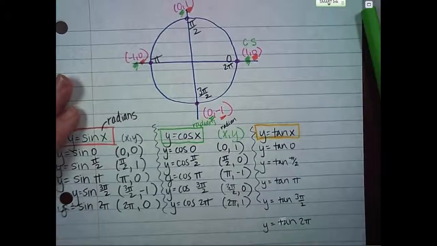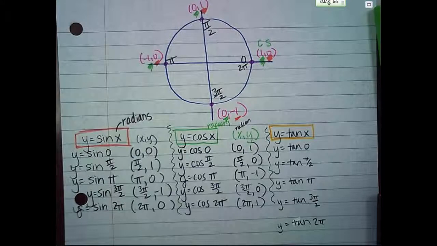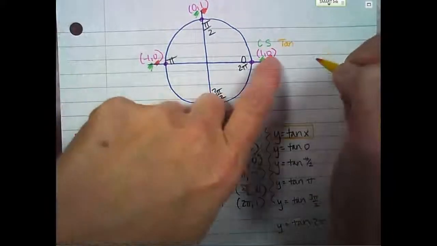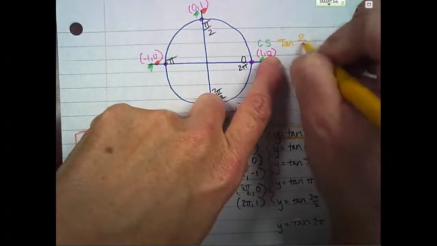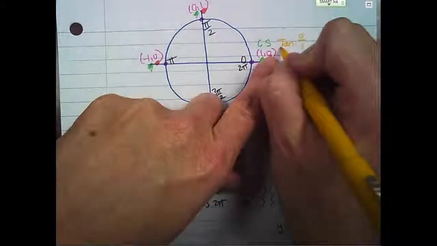Let's go to tangent. Tangents aren't listed. How do you find tangent? You ask him nicely. He might show up. Tangent is what 2 things? Y over x. We have all the x's and y's. We just have to do what to them? Divide them. So on here, we're going to write tangent. Tangent is the y, 0 divided by 1. What is 0 divided by 1, guys? 0. So tangent is 0.